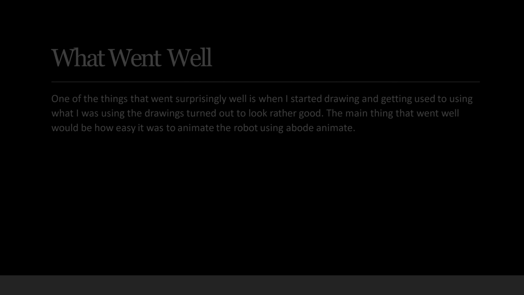What went well? One of the things that went surprisingly well for me is when I started drawing and getting used to the actual drawing style. As I said, I've never drawn before, so having the drawings turn out looking this good was a very big achievement for me. However, the main thing that went well would be how easy it was to animate the robots on Adobe Animate. I did get one huge problem, but I'll go over that in a bit.